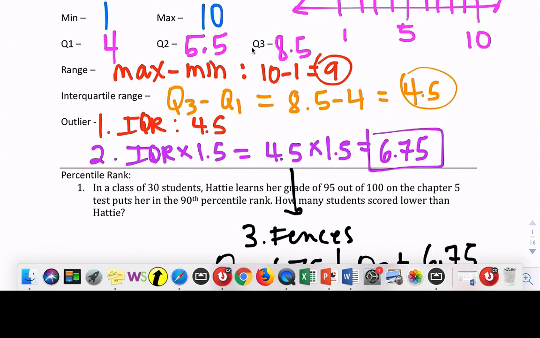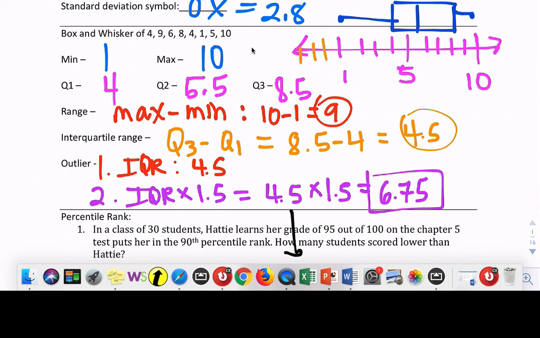So let's draw those in. Negative 2.75 is about right here, so there's our first fence. And then we have 15.25, so our upper fence is up here. You can see that all of our points are inside the fences, so there's no outliers. Outliers are any point outside the fences.